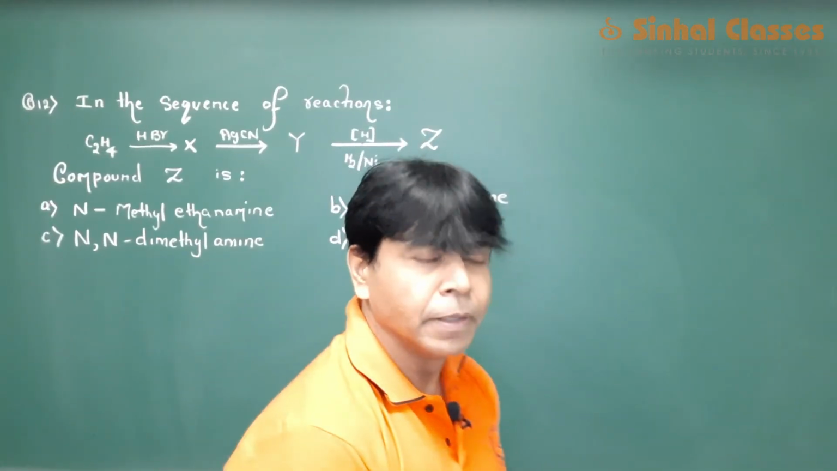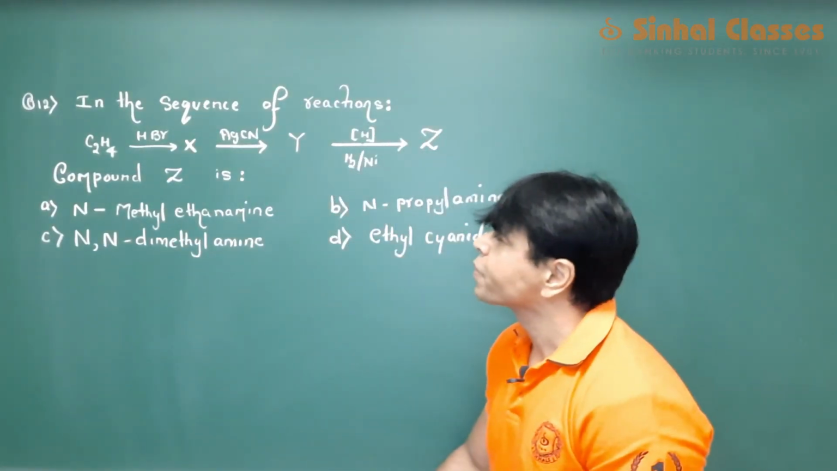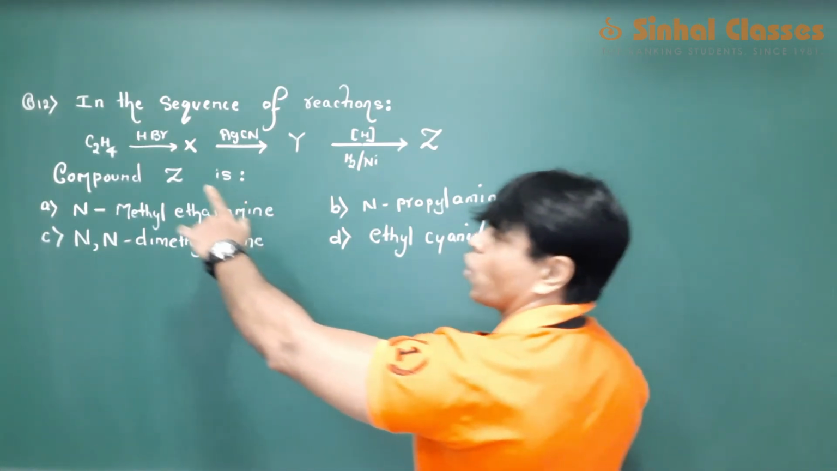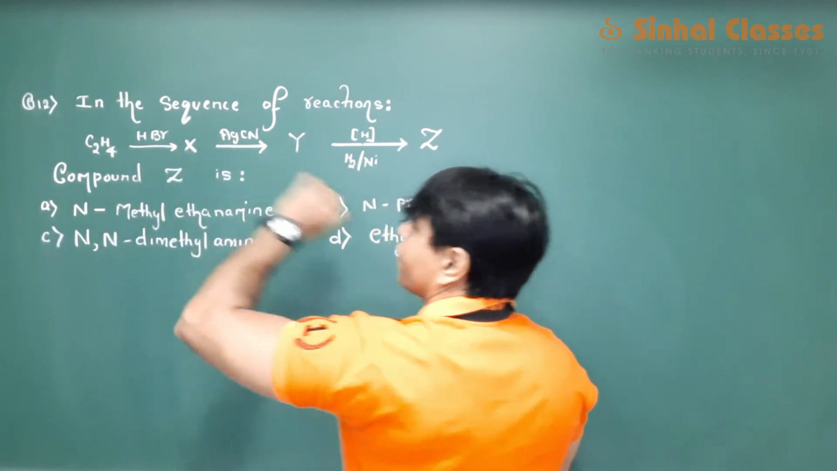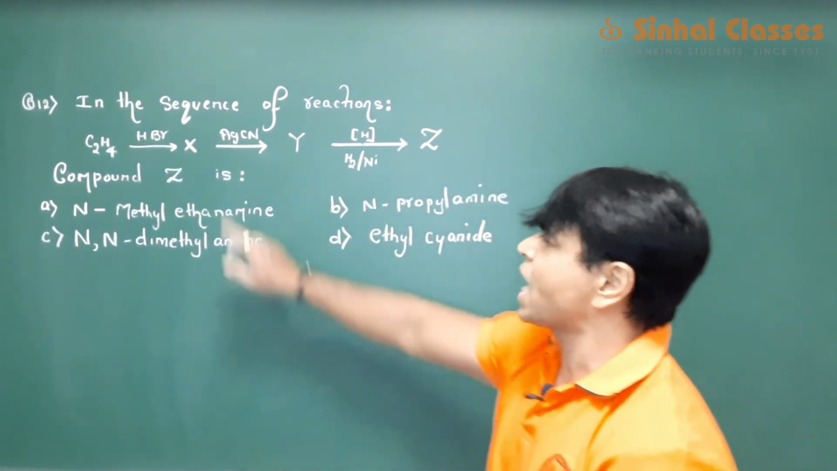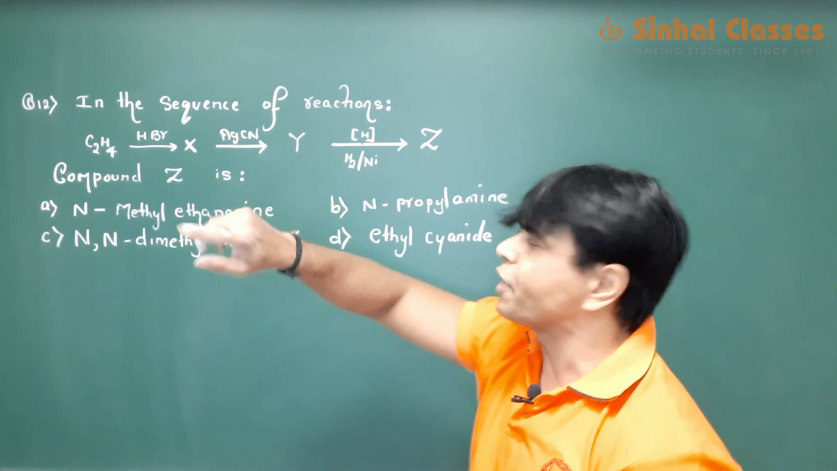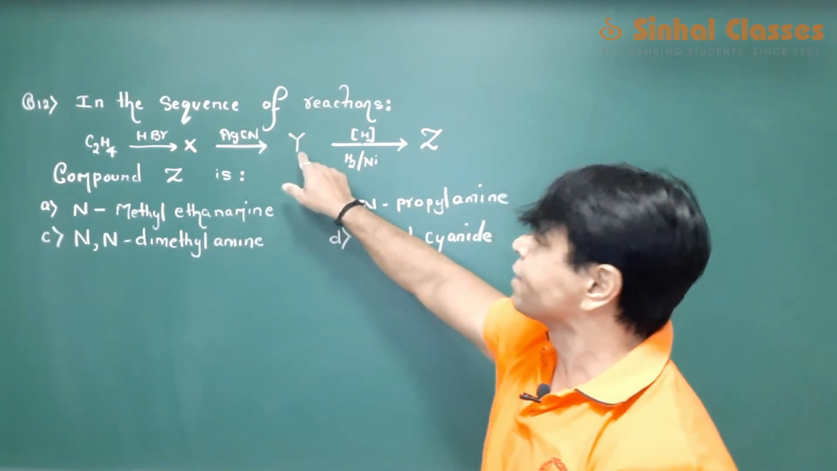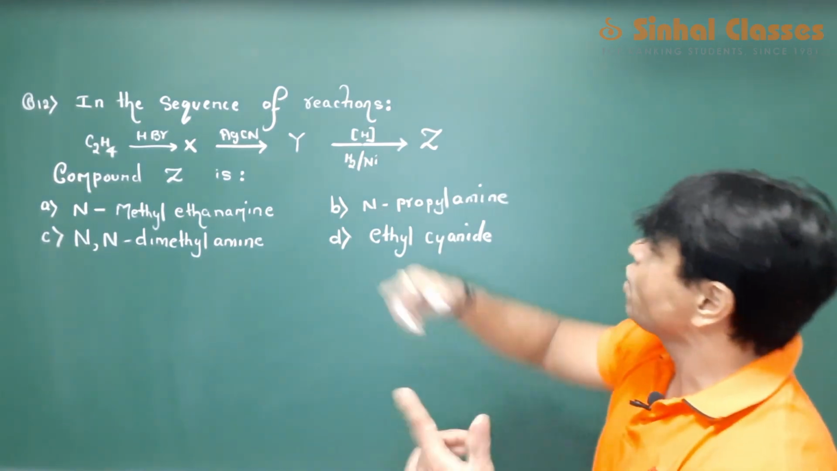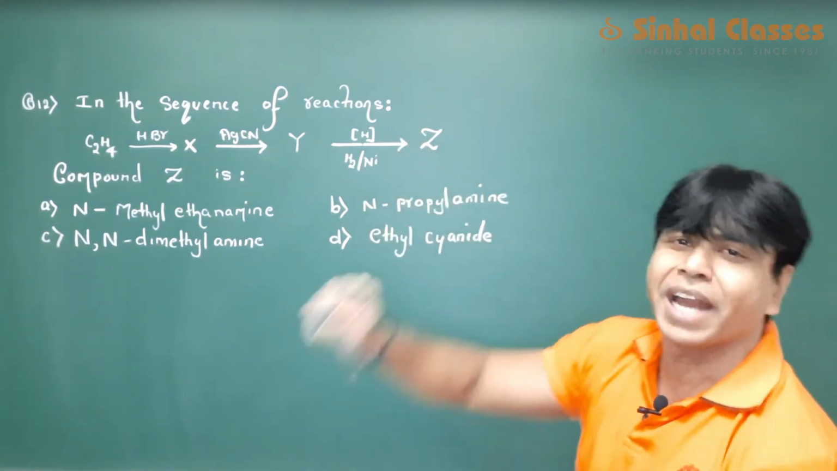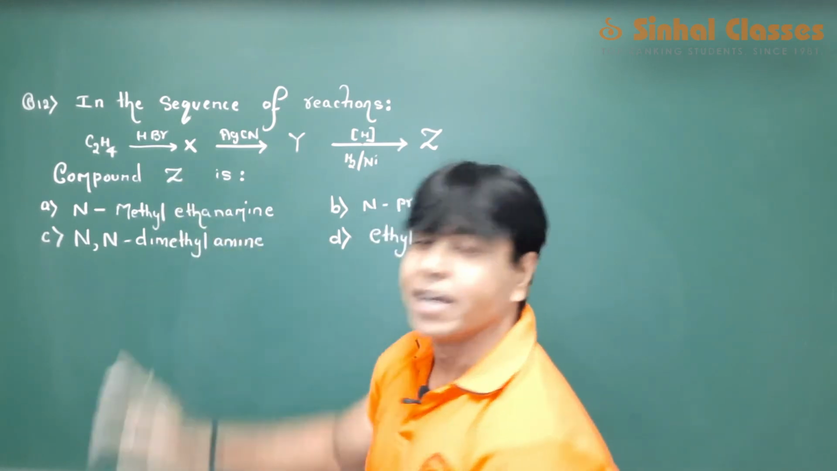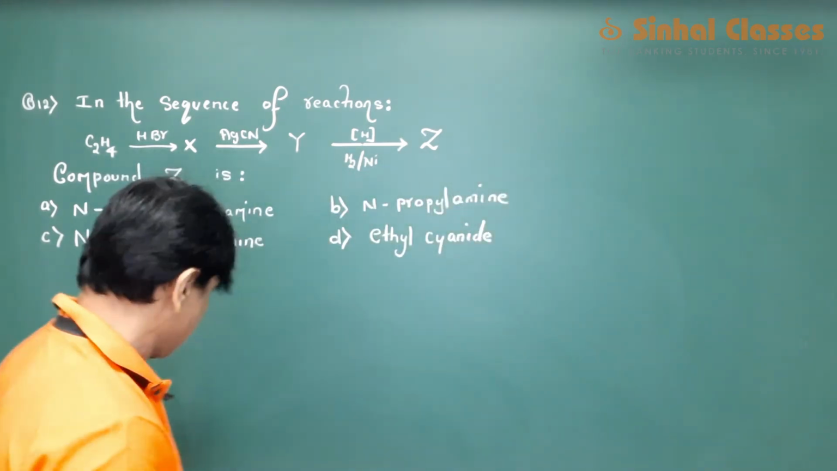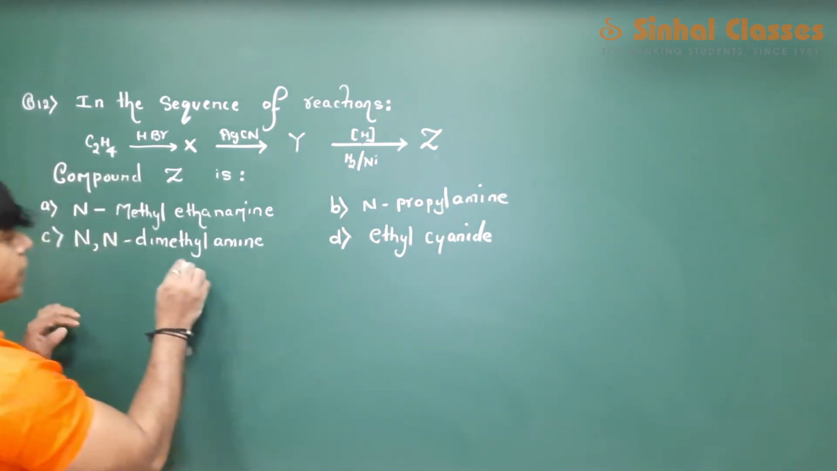Okay student, let's see this question now. In the sequence of reactions, C2H4, ethene, is treated with HBr, forming X. X further treated with alcoholic silver cyanide gives you Y. And Y on reduction gives you Z. And they wanted Z. What is Z? So let's see how to solve this question.